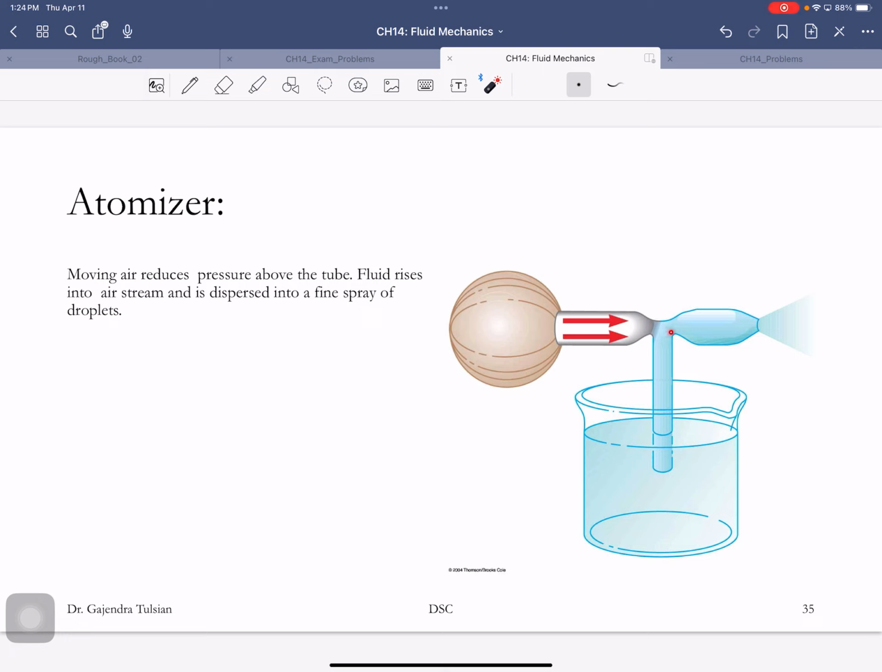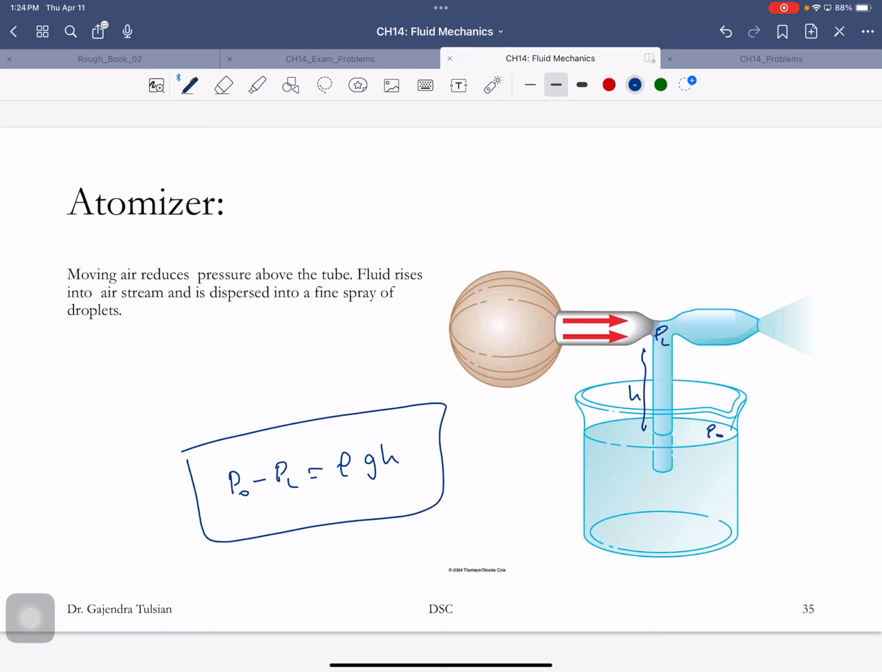How much does the pressure have to decrease there? It has to equal the height of this liquid. For it to work, the amount of pressure you have to decrease is such that the liquid has to rise up that much. So the pressure at this location, P naught minus P_L, has to equal density of liquid times g times h, for it to get caught. So you have to blow the air fast enough.